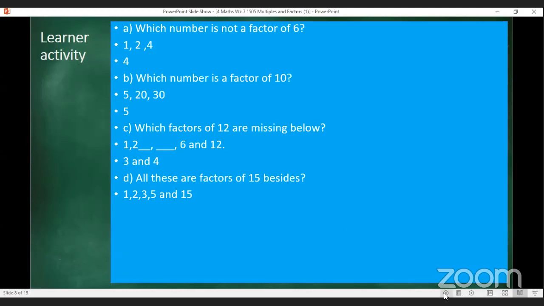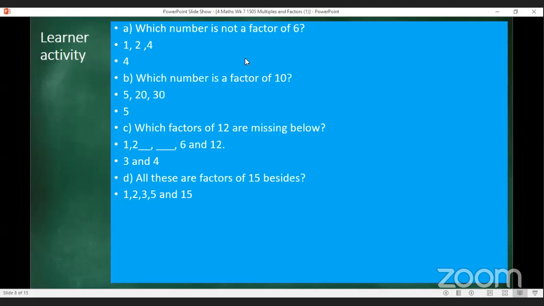And then number D: all these are factors of 15 besides which one? 1, 2, 3, 5, and 15. Which one is not a factor of 15? Ramu, your video is up, please remove it.